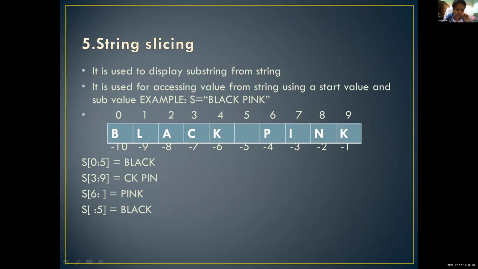Now next is a condition when the stop value is not given. So your start value is 6, and it takes from 6 till the string length. So it takes PINK. Similarly, when the start value is not given and the stop value is given, we take from the starting index 0 till 4, BLACK.